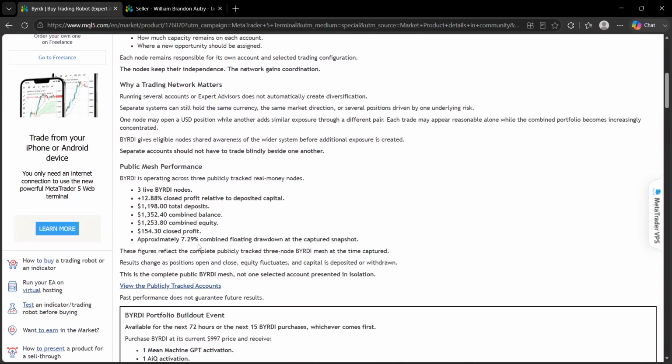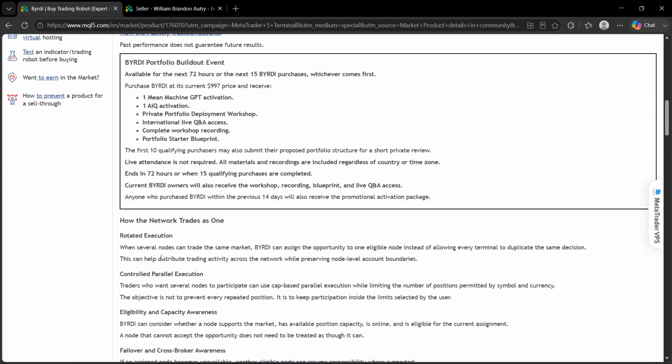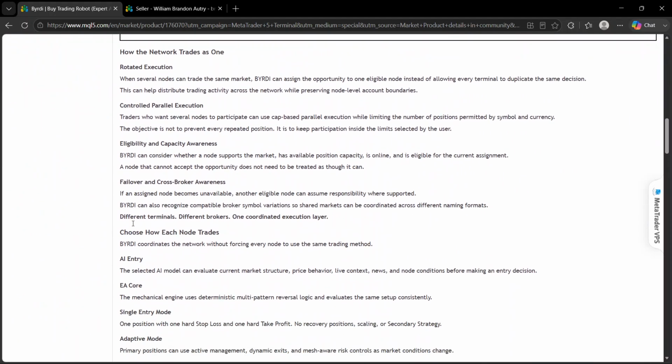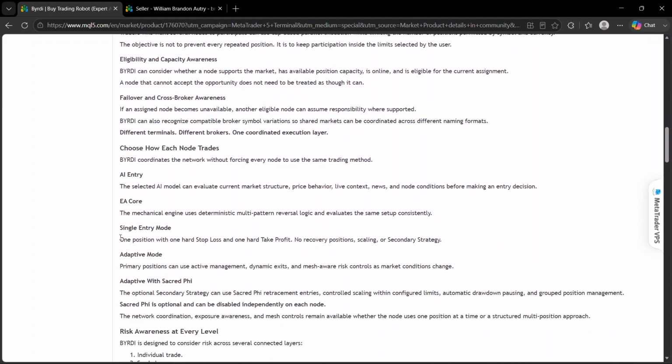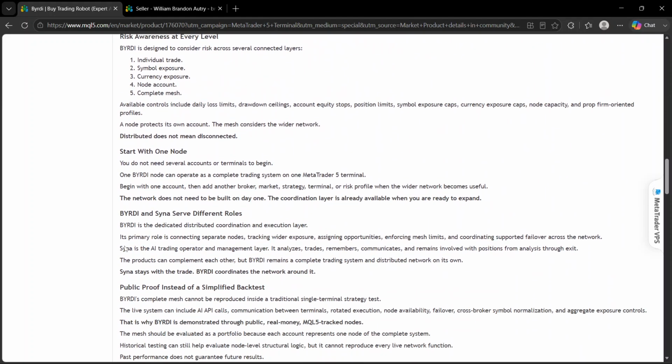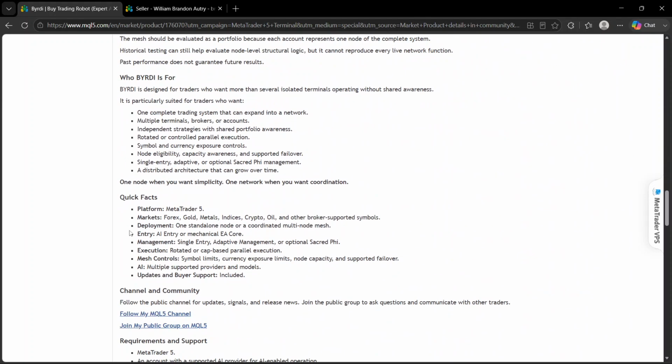That's it. If you're wondering what you can work on, let's go down and I'll show you. You can see more details on the EA. It works on MetaTrader 5, like I said. It works on Forex, gold, metals, indices, crypto, oil, and other broker supported symbols, so you don't have to worry about restriction. You can also work on any time frame. You can see the entry I mentioned earlier and the management.